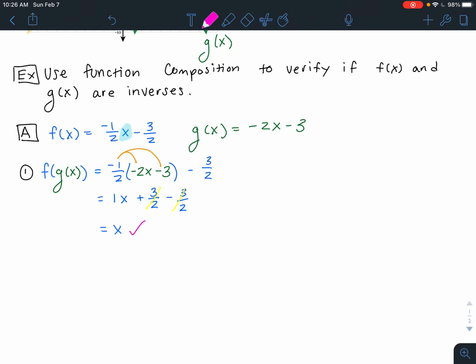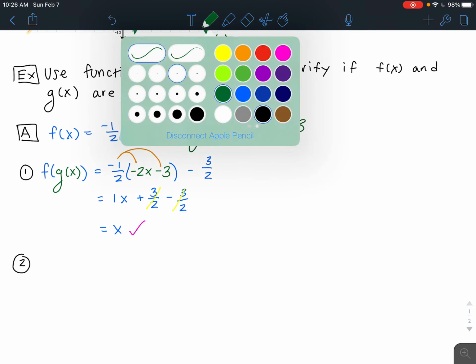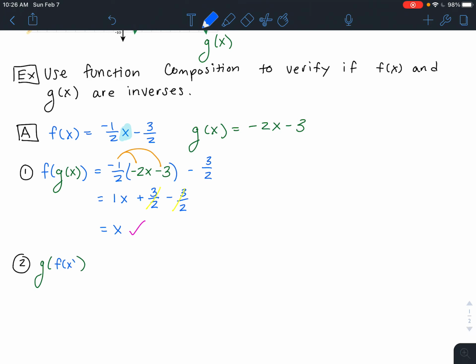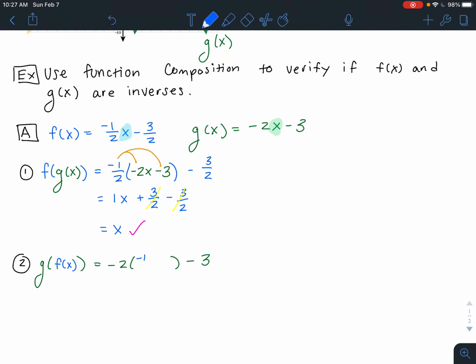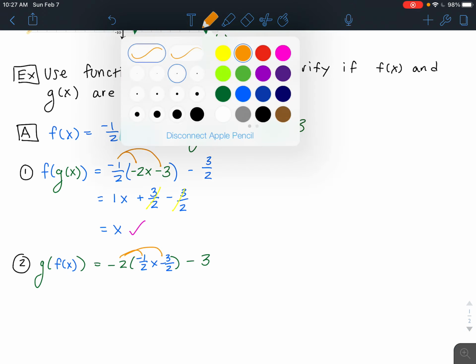But we have to check both directions because sometimes one direction could equal x, but the other direction doesn't. So we need to check both of them. So now we're just going to flip the order and we're going to do g of f of x. I'm just going to set up my structure, right? So I see an x here in the g function. So I'm going to do -2 times whatever I plug in minus 3. And I'm going to plug in my f function. So -1/2 x minus 3/2.